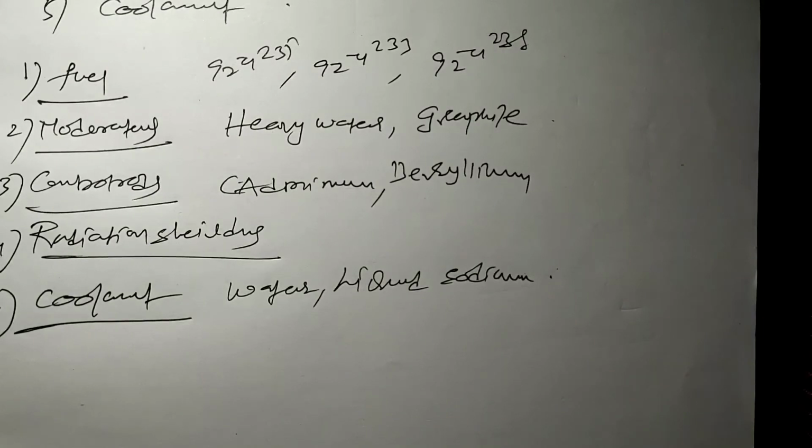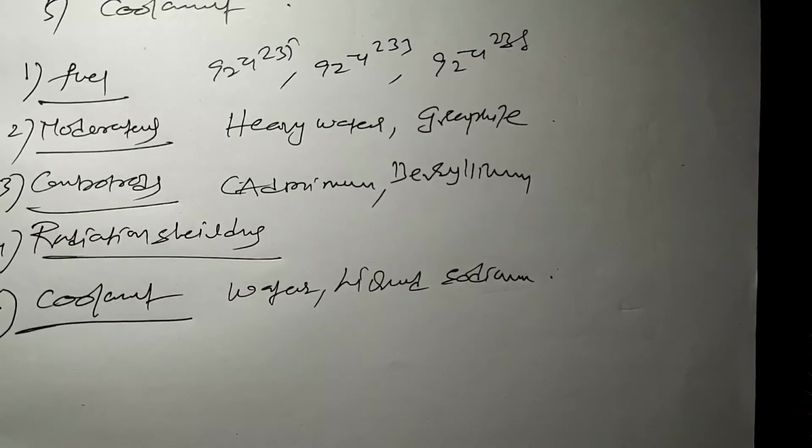So control rods are used to control the chain reaction. When the control rods are inserted into the reactor, they absorb the released neutrons and they control the chain reaction.